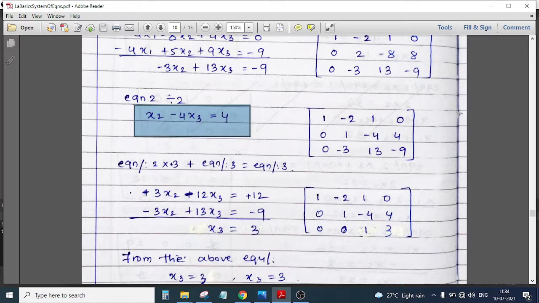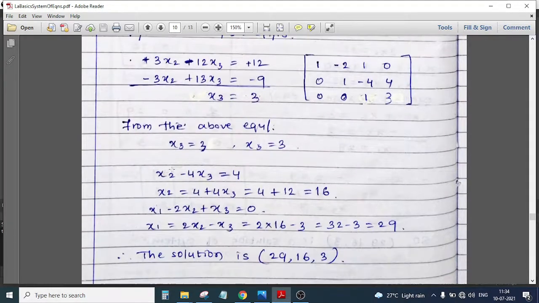We'll just directly take our equation number 2. So this is our equation number 2. So here, what is there? We will be just substituting the value of x3. What is the value of x3? 3. So 4 3s are, what do you get here?